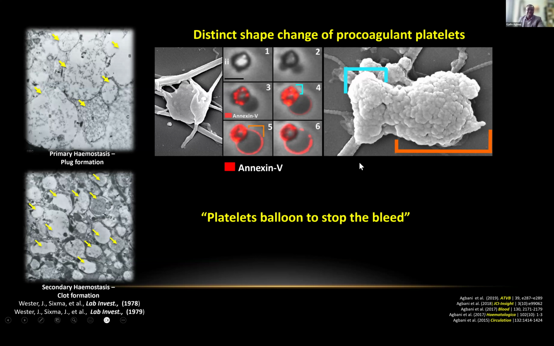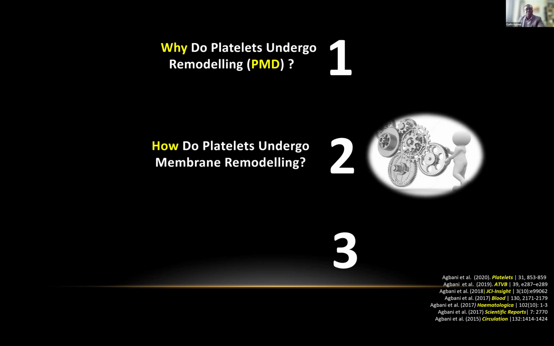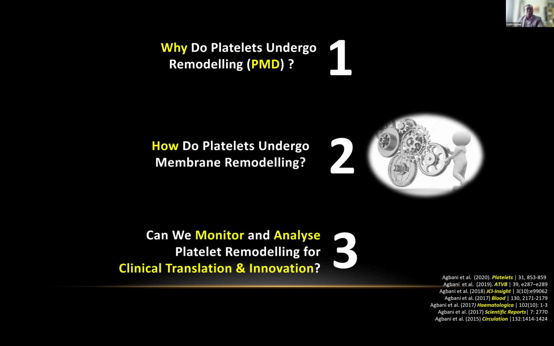Now, as striking as these images are, they still leave unanswered fundamental questions about the cell biology of thrombosis and hemostasis. So what are these questions? The first, obviously, is why do platelets undergo remodeling, or procoagulant membrane ballooning? Why do they go through membrane ballooning? How do they do it? And can we monitor PMD analysis for innovation for clinical translation?